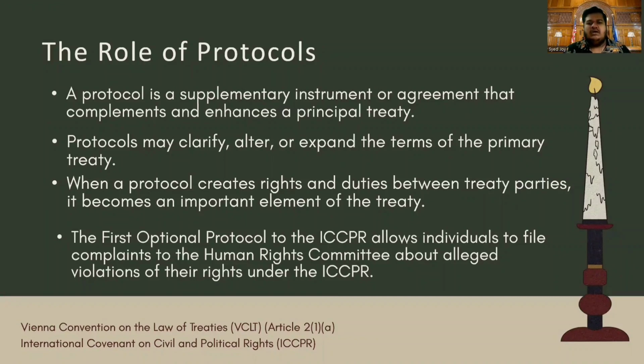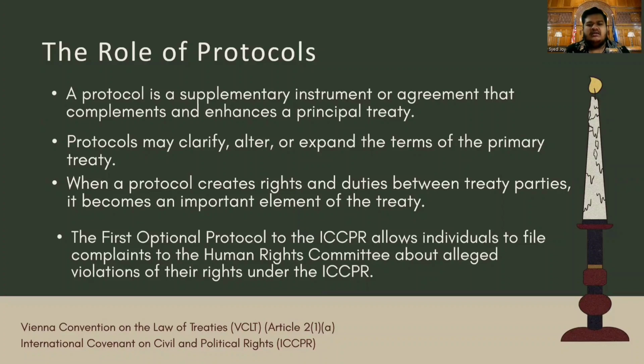In international law, a protocol is a supplementary instrument or agreement that complements and enhances a principal treaty. It may clarify, alter, or expand the primary treaty's terms. A treaty, according to the Vienna Convention on the Law of Treaties, Article 2(1)(a), is an international agreement concluded between states in written form and governed by international law. When a protocol is meant to create rights and duties between treaty parties, it is regarded as an important element of the treaty. So, a protocol is like a rule or agreement to hold on to the treaty signed by both parties.